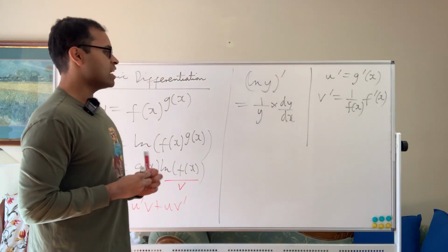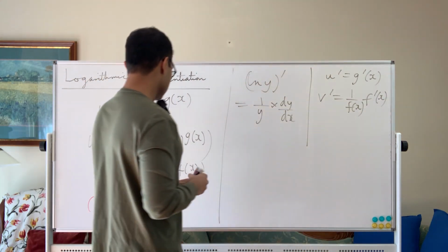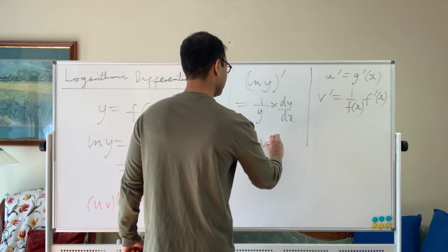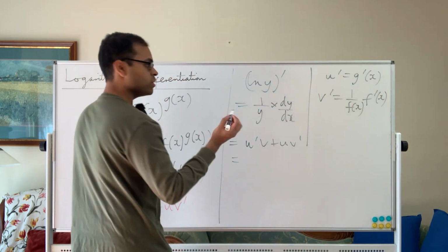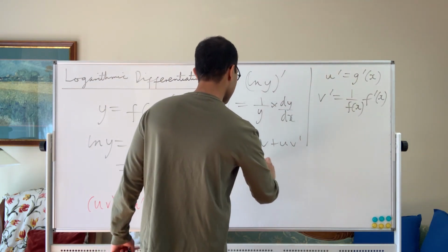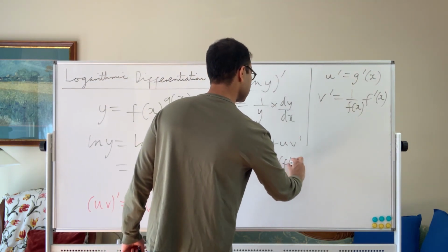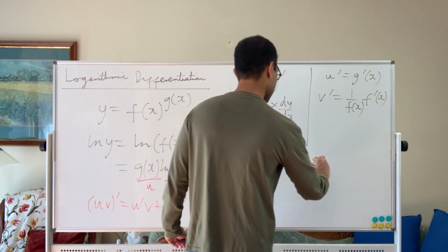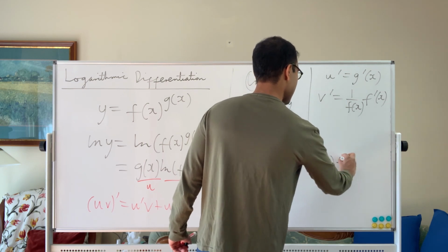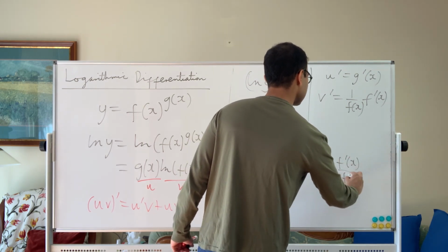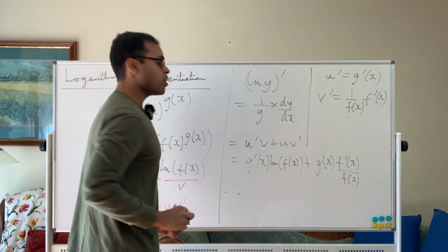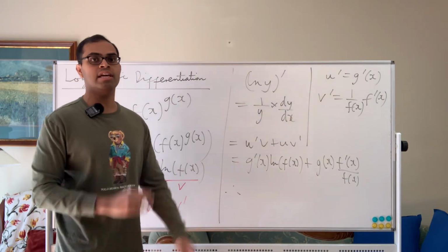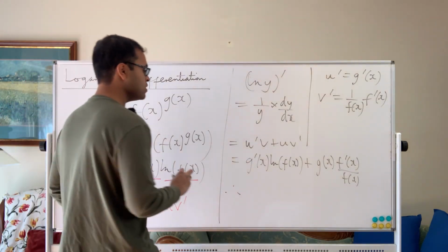And now you can use the product rule. This is going to equal u prime v plus u v prime. u prime is g prime of x, so it's g prime of x times the log of f of x, plus u, which is g of x, times v prime, which is f prime of x divided by f of x. And so therefore, you can solve the problem. You multiply both sides by y to isolate dy/dx on the left-hand side, a common procedure with implicit differentiation.